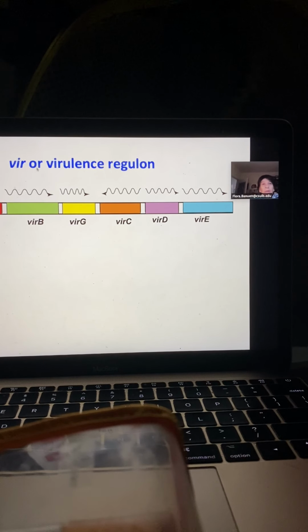So the vir or virulence regulon consists of virA, virB, virG, virC, virD, and virE. And I'll tell you which ones are single genes and which ones are operons. The squiggly lines here show the direction of transcription. This is opposite this, and then most of them are rightwards. virC is leftwards. So what do they code for? That is what we are going to study next.